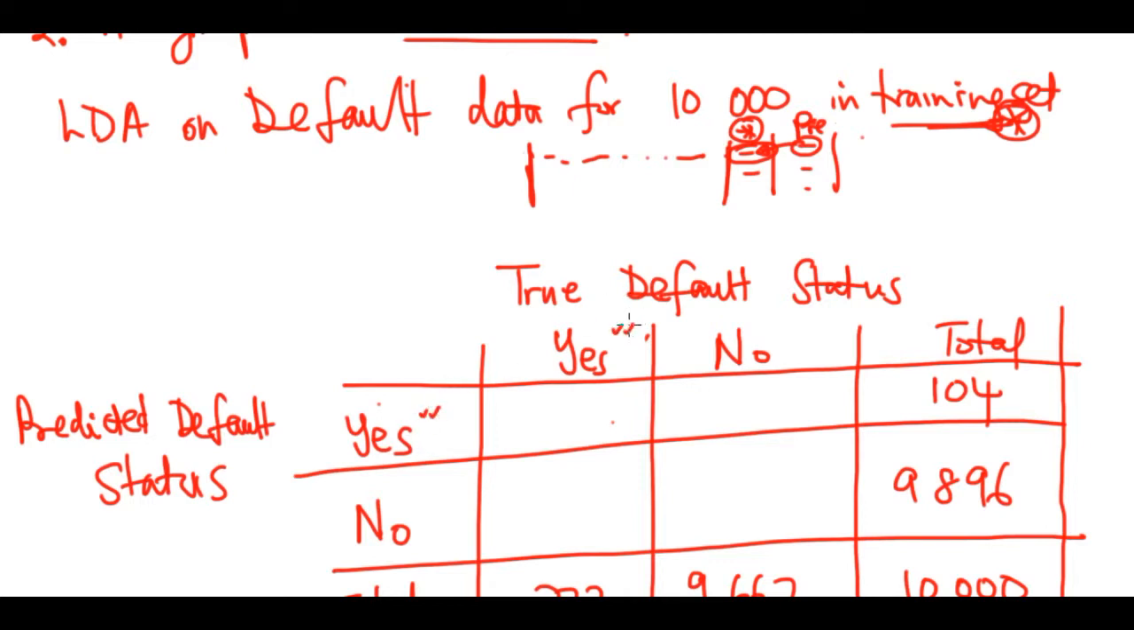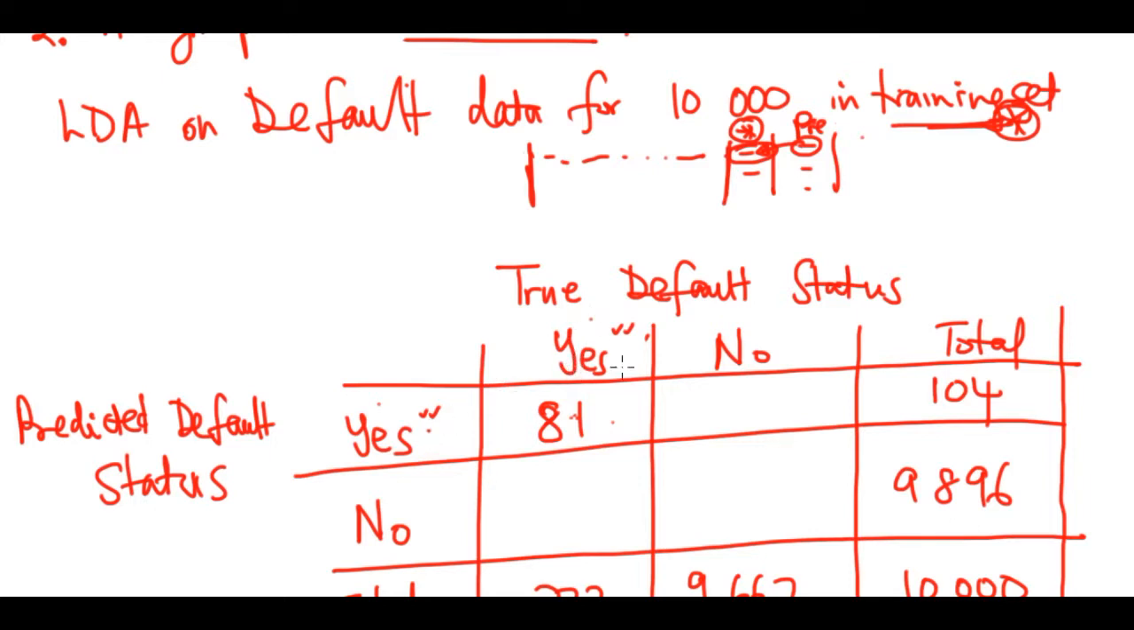You get what I mean? Who were true yeses. So if our predicted was a yes, and our true was also a yes, these are the number of people that we put here. Let's say we have 81 people. So we have 81 people that were predicted to be yeses, and they were really yeses as well. They defaulted, right? So we predicted correctly here. We predicted that they are going to default, and they actually did default.